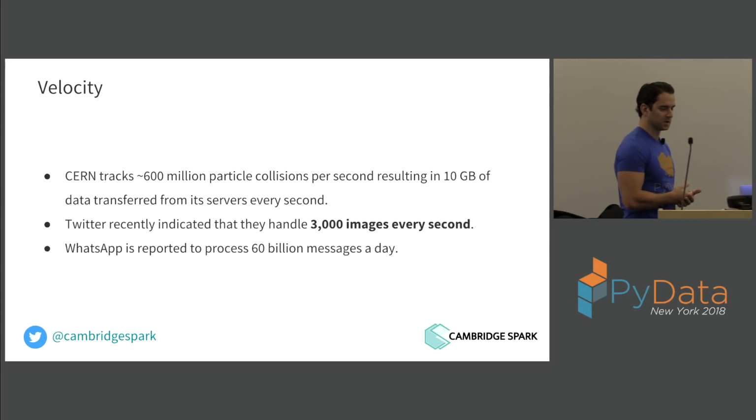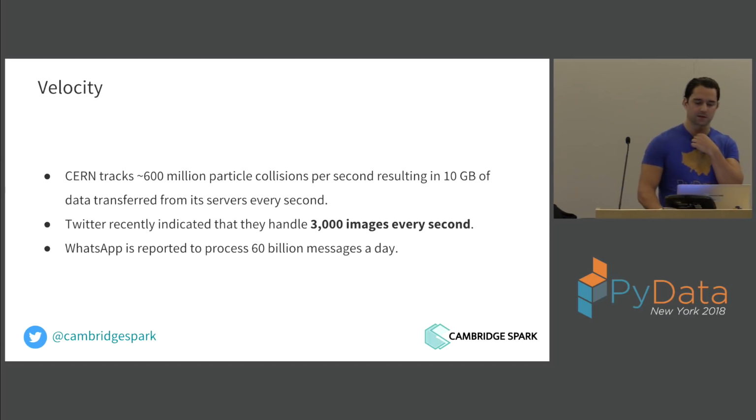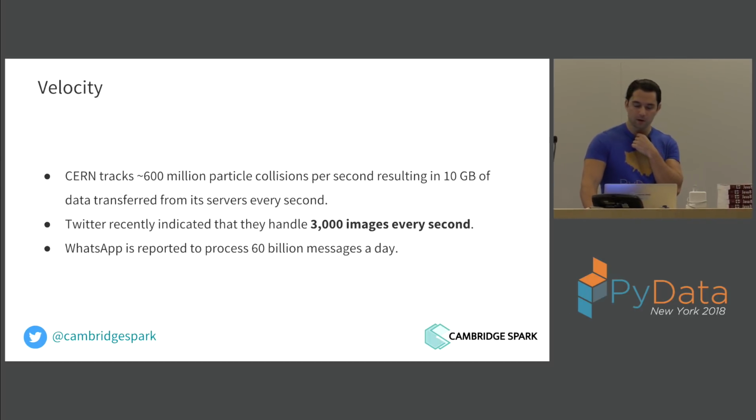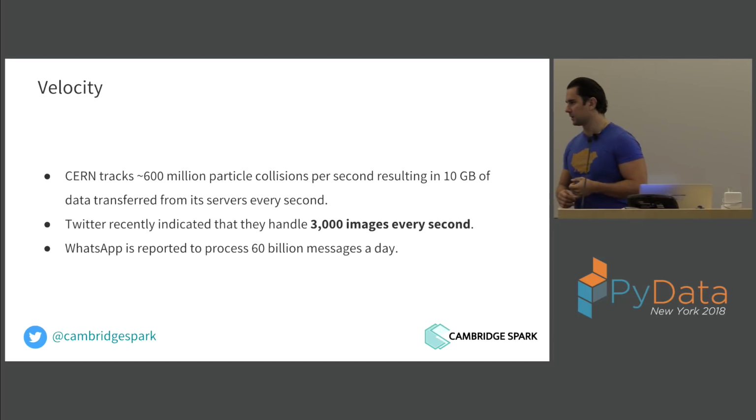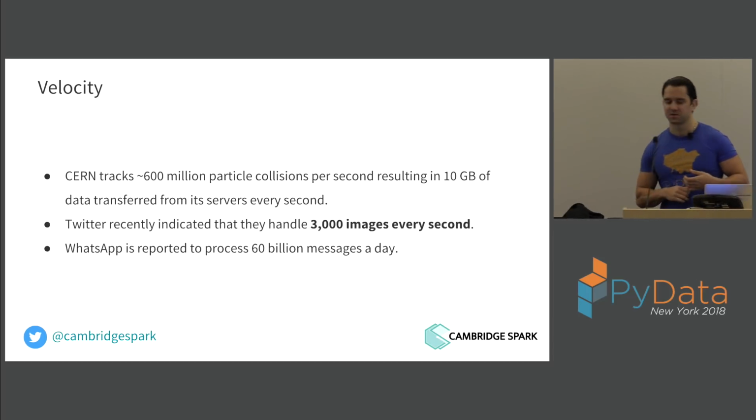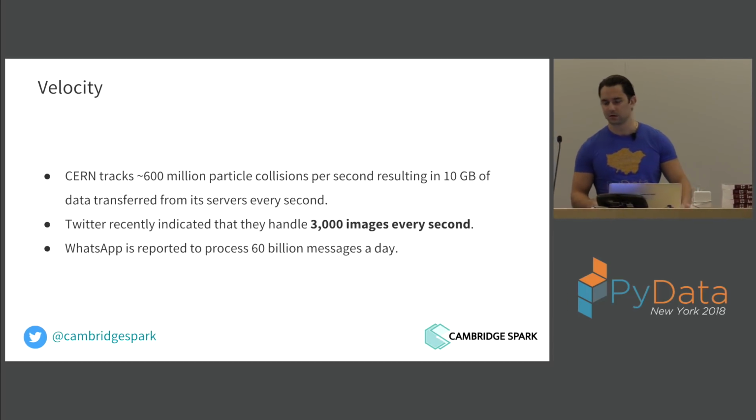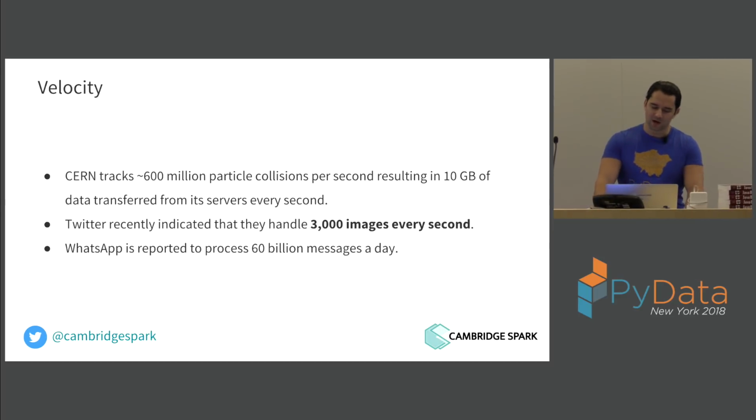For example, at CERN, the particle collision detector back in Europe, they're recording 10 gigabytes of data per second just to keep track of particle collisions. Twitter indicated that they have 3,000 images per second to process that are being tweeted around. And WhatsApp, 60 billion messages a day. That's from a couple of years ago, so you can probably multiply that by 10 now, right?